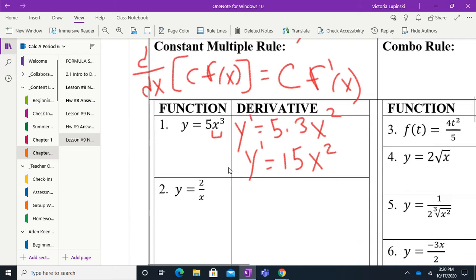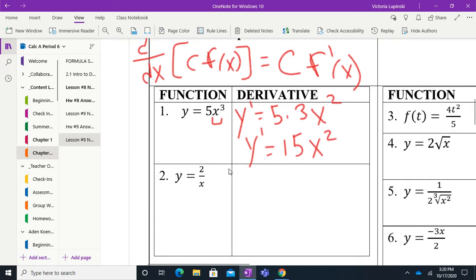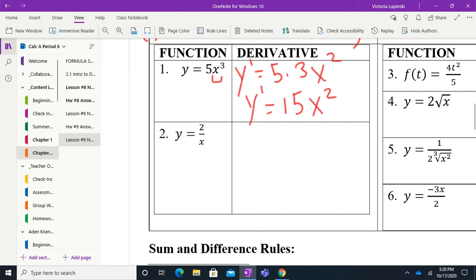For number 2, it might not look like there's a constant there, but there is. You, of course, are going to start by rewriting this as 2 times x to the negative 1. Let's call this one dy dx. And again, for now, you can just use them interchangeably. It will matter, but not yet.